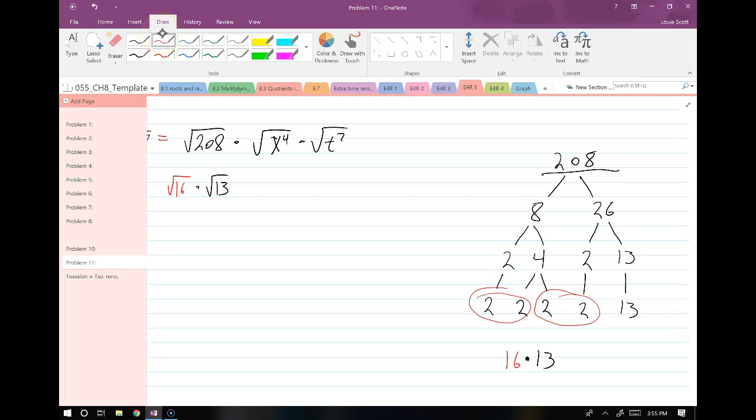And my x to the fourth, I'm going to rewrite that in terms of squares. This is a step that if you don't complete it, I'm not going to ding you for it. Just remember that 4 needs to split in half. And then with the t, I have an odd exponent, so I need to split one off. So I rewrite this as t to the sixth times plain old t.